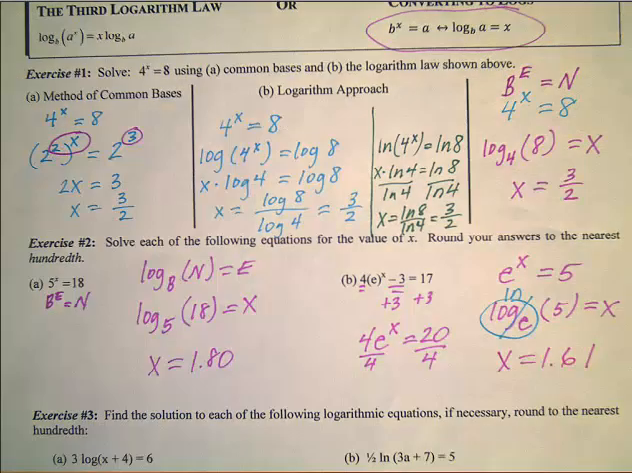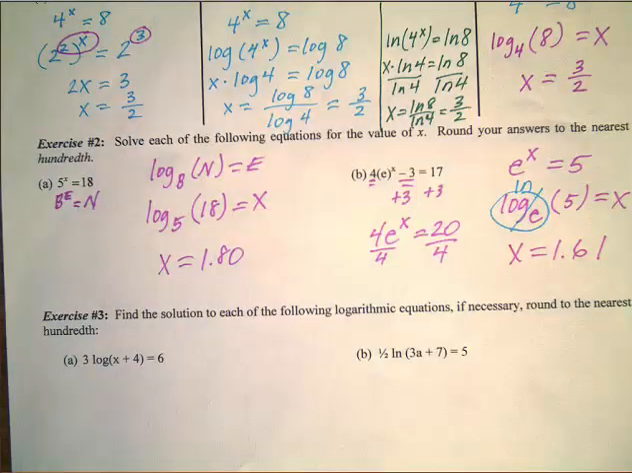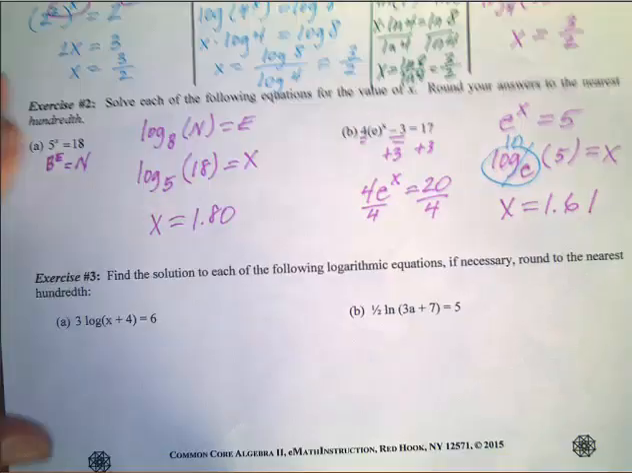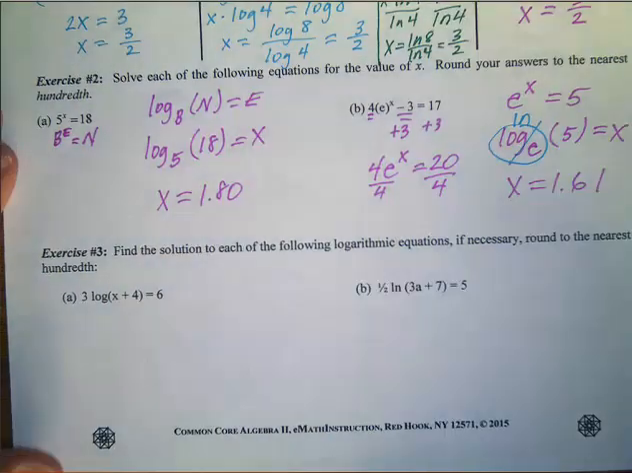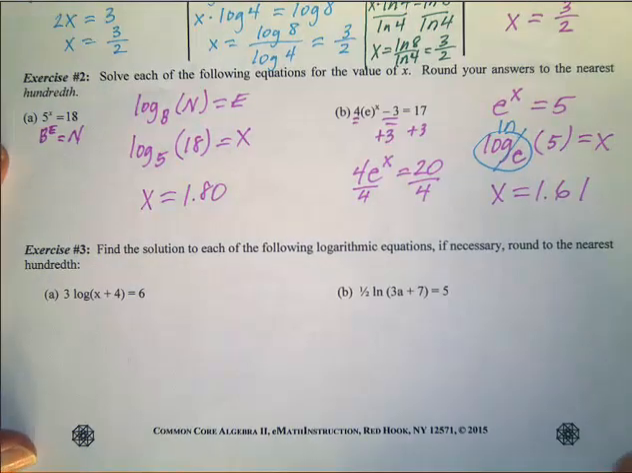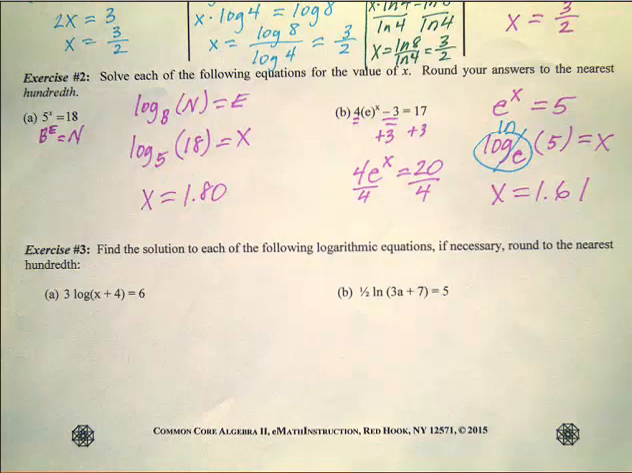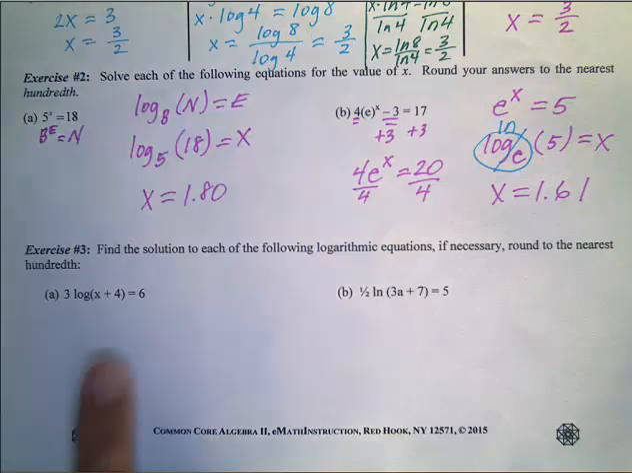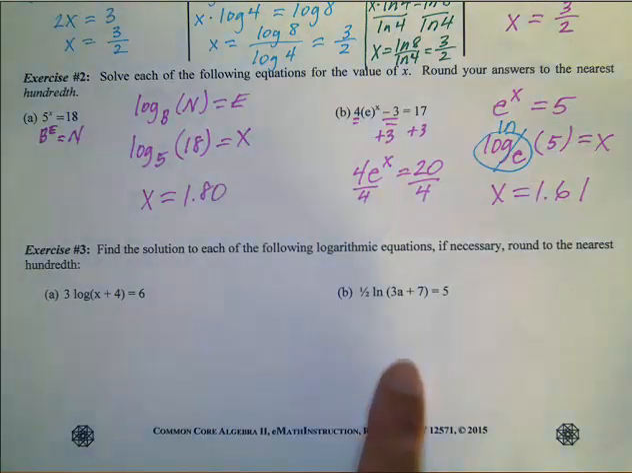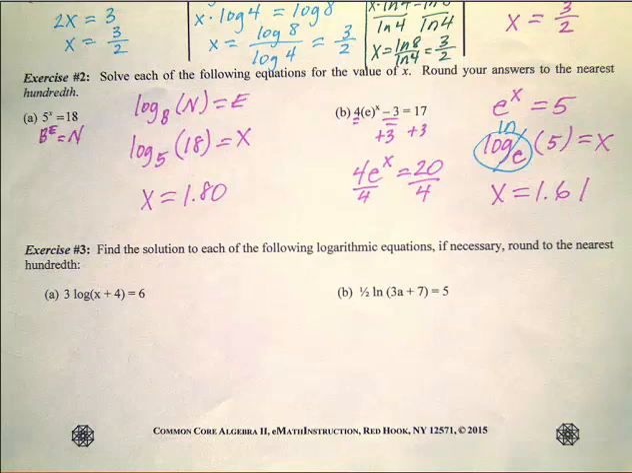All right, exercise 3. We are finding the solution, and if necessary, rounding to the nearest hundredth. Well, notice these are not exponential equations, so these are no longer example 1s. We're now into example 2s, logs on one side from the top of the page. So we have common logs and we have natural logs. And if there's more than one, we have to get them together. Well, there's not. There's only one.